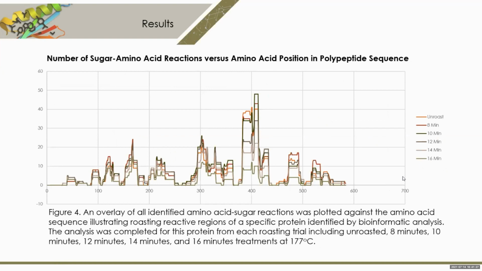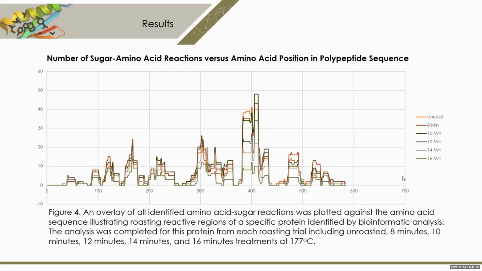This data represents one of the most abundant proteins in the seed that is also highly reactive during roasting. The peptides were sorted and ordered according to sequence. Each amino acid reaction, and considering there are multiple reactions and reaction products, were counted and plotted versus the ordinal position of the amino acid in the protein sequence.